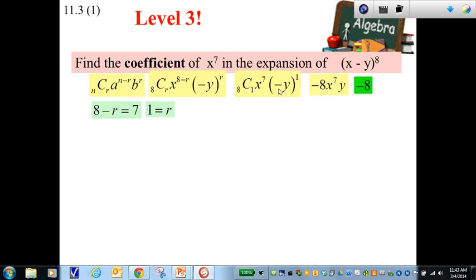And don't forget there's a negative y that's in the parentheses. That's going to change this coefficient to a negative 8. It's multiplying all that to get to negative 8.